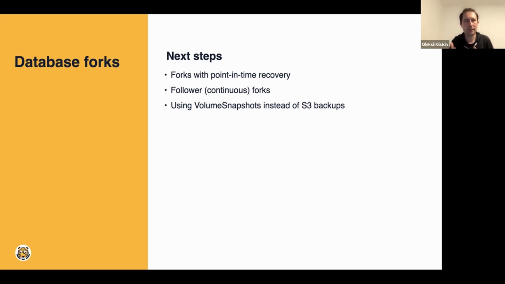We just provide a certain time-based target. And if the user wants to recover a table that was deleted 1 hour ago, they can just fork to a state 1 hour ago, take this table, dump it and then restore it to the primary instance. We can have follower forks that I will describe in a minute. And then we can also have custom volume snapshots. We can have volume snapshots, which can speed up creating forks compared to S3 backups.